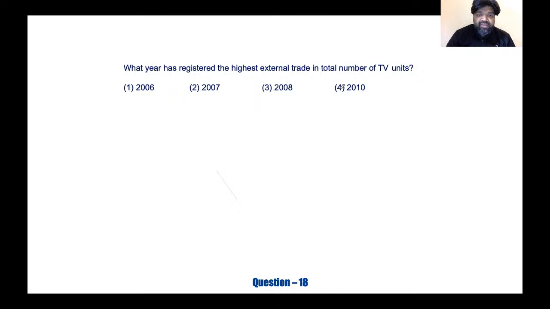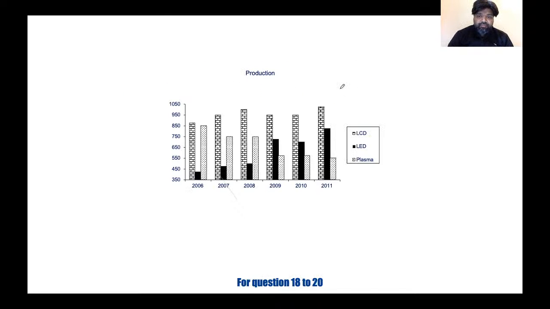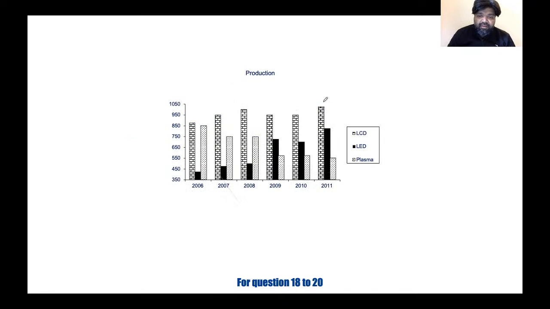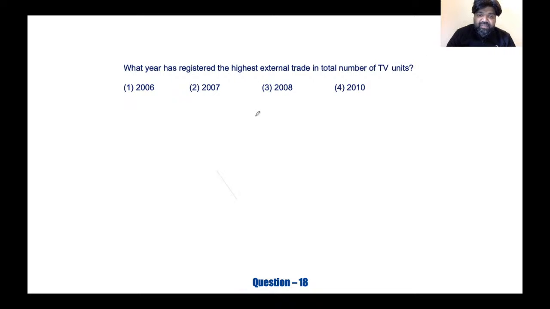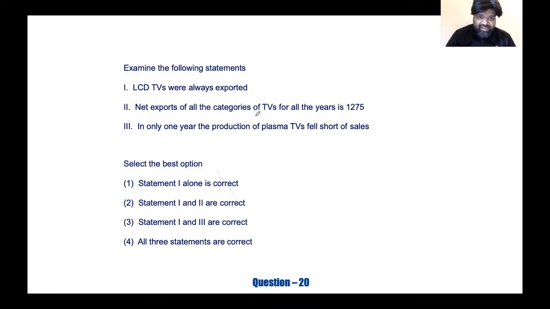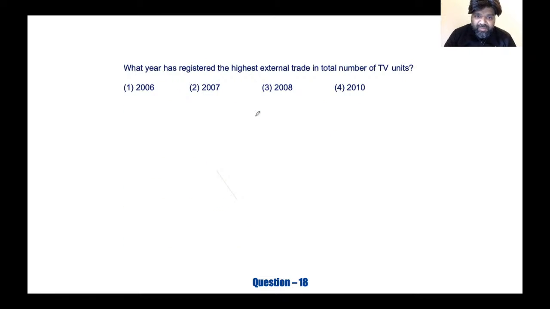Which year registered the highest external trade in total number of TV units? The year in which the difference is highest, you have to add the total sales and total production data of each year and subtract them. Whichever year has the maximum difference will be the highest external trade in the total number of TV units. In which year are the net exports minus imports of all the categories taken together the highest? LCD TVs are always exported. These are the three questions. Guys, please solve it.